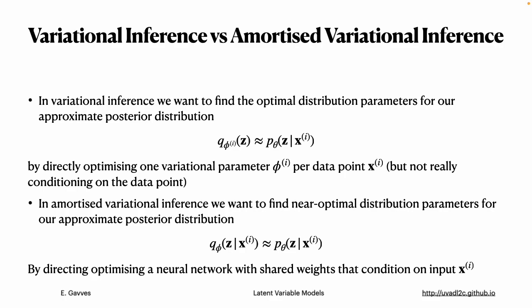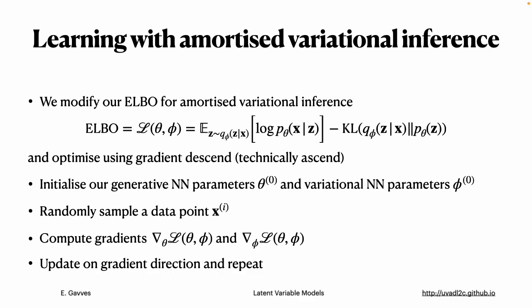So here we still have phi i, but phi i is not the output of a direct optimization algorithm during training. Phi i is the output of a neural network which is itself optimized. So you optimize the network once during training, and then for whatever input you give during testing, this network gives you the near optimal variational parameters.